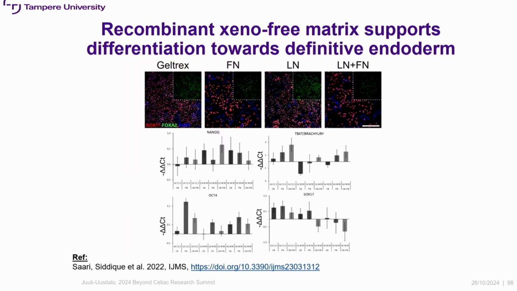We also showed that the xenofree matrix supports the differentiation towards the definitive endoderm. The Geltrex, which is an animal-derived factor similar to Matrigel, is almost as good as recombinant laminin. With the recombinant laminin, we know what it does contain or what it doesn't contain, so it's easier to handle.